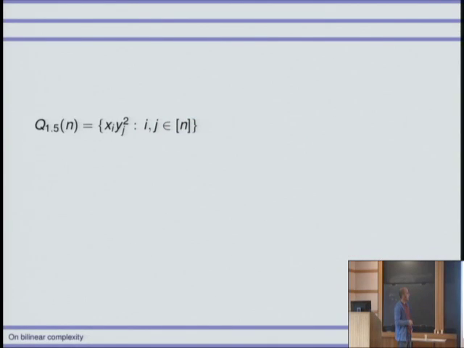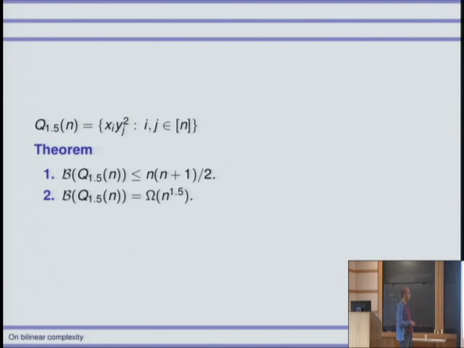Now, I will state a different theorem which concerns this sort of hybrid set, which is defined in the following way. And this is the only non-trivial case for which I can prove a non-trivial lower bound. For this one can prove that the bilinear complexity is at most n times (n plus 1) over 2.